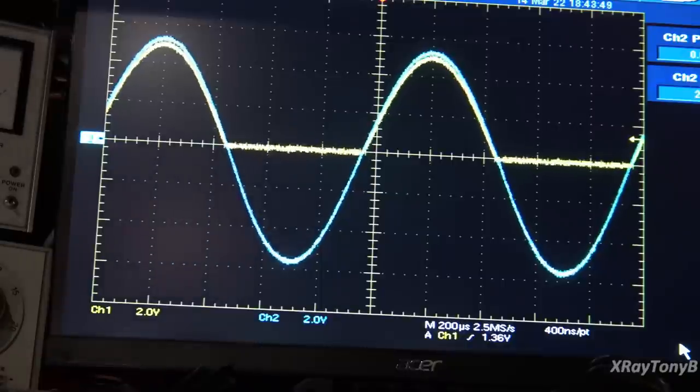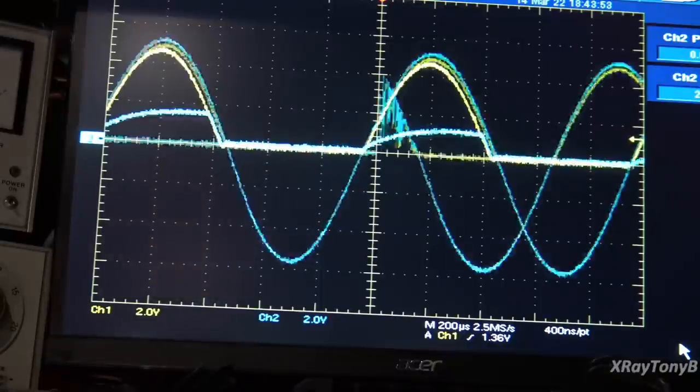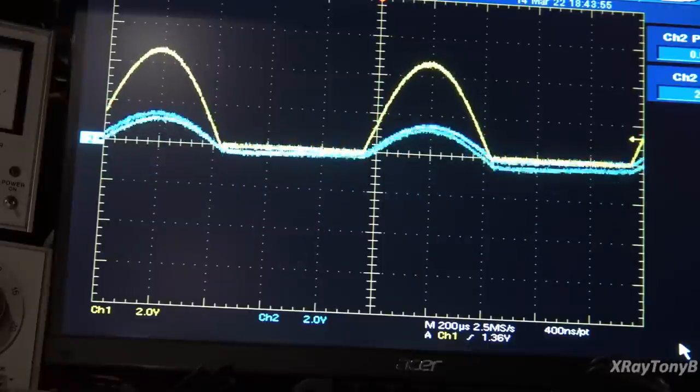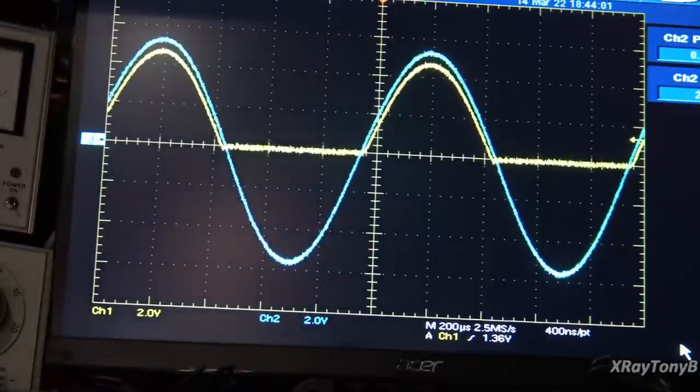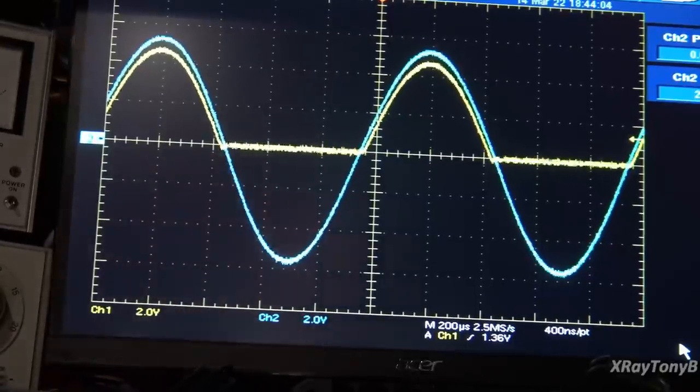All right. With that in mind, let's go back over here to our 1N4007. And I am now going to go up to 100 kilohertz.